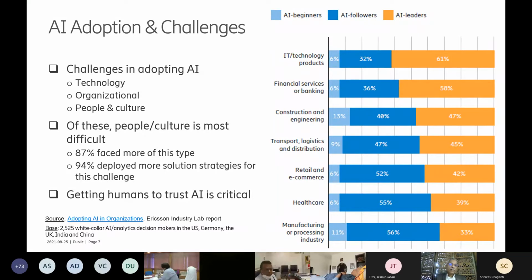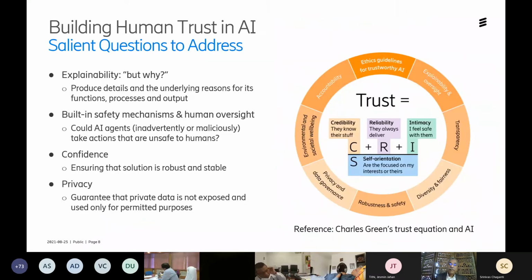All of this leads you to appreciate the critical importance of getting humans to trust AI. And that is going to be the focus of the rest of what I'm going to touch about. So again, in the previous presentation, we got a good overview. Let us look at the basis of trust.